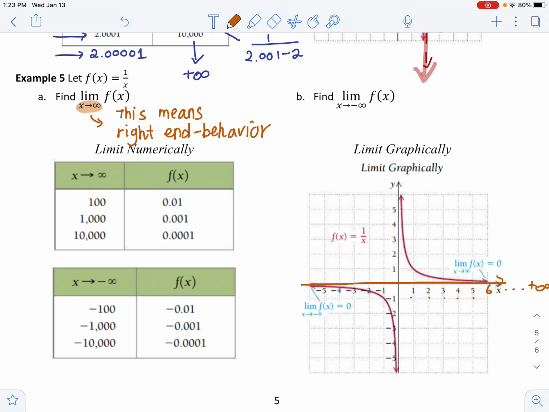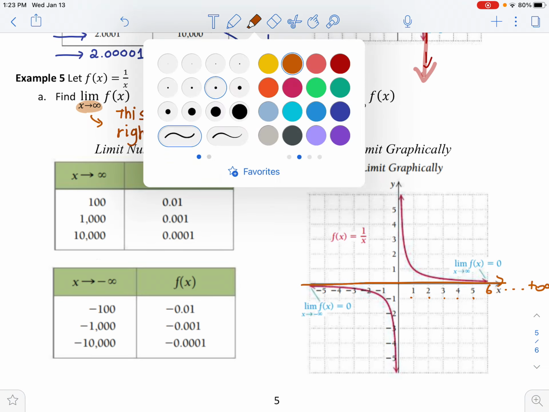X approaching positive infinity means we're looking at the right end behavior of this graph. And in Math 161, you learned about end behavior. So let's look at this graph because I have the graph right here.